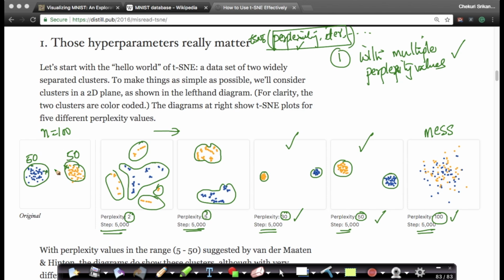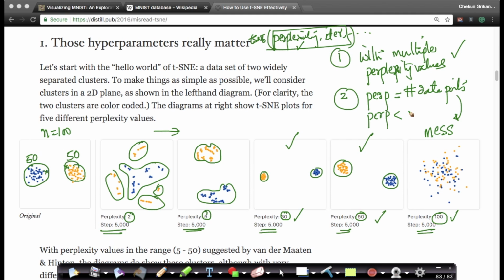So when you make your perplexity, the second most important lesson is, if your perplexity equals the number of data points, you'll simply get a mess. So always try to keep your perplexity less than your number of data points.